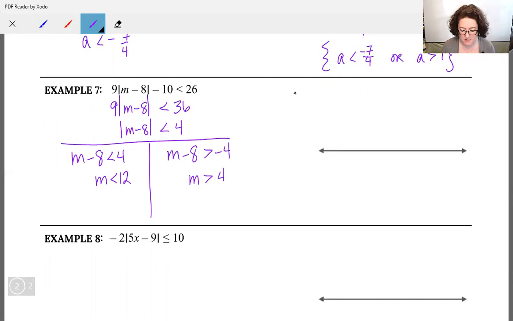So again, map them out. 4 is the smaller number, so I'm going to put him towards the left. Neither one of these has a filled-in circle because they're either less than or greater than. So we are greater than 4. And we're less than 12. So that means we've got an overlap happening in the middle. So our solution set will be 4 is less than m is less than 12.